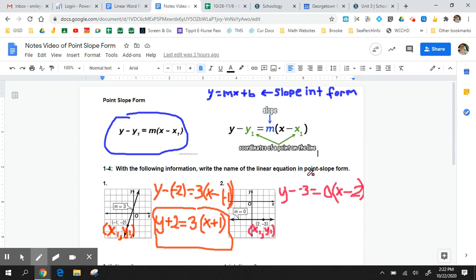I'm going to clean up this little minusing a negative here. So it should be y plus 3 equals 0 times x minus 2. And you might be saying, but Miss Smiley, I have 0 times all of this. Doesn't it just equal 0? Well, this is technically written in point slope form. I would also, and I bet Mr. Jewell would, take y plus 3 equals 0.